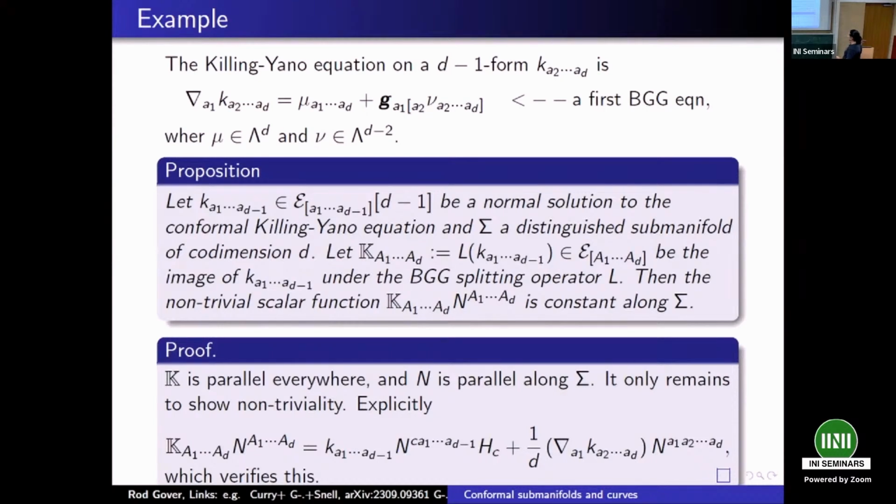That's the Killing-Yano equation. That prolongs to a tractor that is completely skew and has D indices. And so you can contract it into one of those normal objects that has to be parallel if the submanifold's distinguished. And so you get a conserved quantity. If it's a normal solution, everything's parallel, so that's obviously constant, and you only need to check that it's non-trivial, and you just expand out what it is, and it's non-trivial in general.